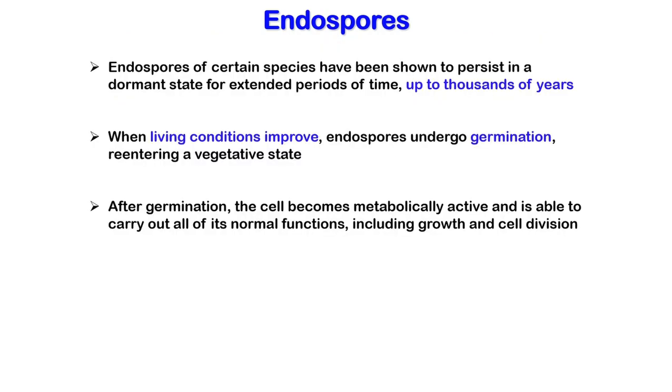So as we said, the endospores can survive for many, many years. And when living conditions become more favourable, they can undergo germination. And this is when the spore breaks hibernation and becomes metabolically active again. So it is now a vegetative cell again and can grow and divide normally again. And obviously at this point it does lose its resistance to the environmental stress it had previously.